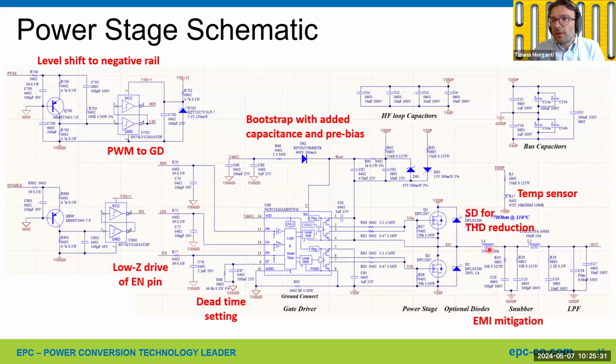Then we have a two-stage output filter. The first stage is mainly for EMI reduction. It's a very small inductor, 313 nanohenry, with a snubber. And this is filtering out the noise above 20 megahertz. And then we have the main inductor, which is an edge-wound inductor, 10 microhenry, 40 amp saturation current. And then we have a film capacitor for the output filter.